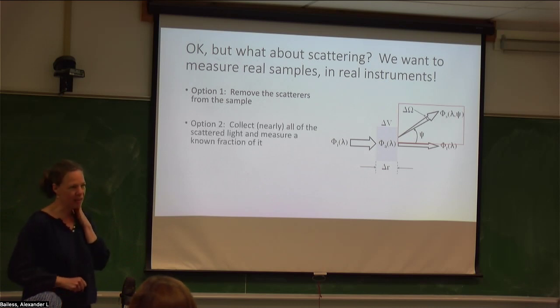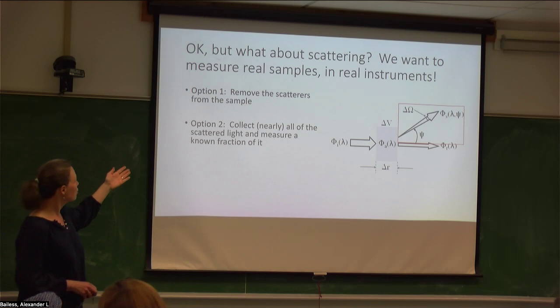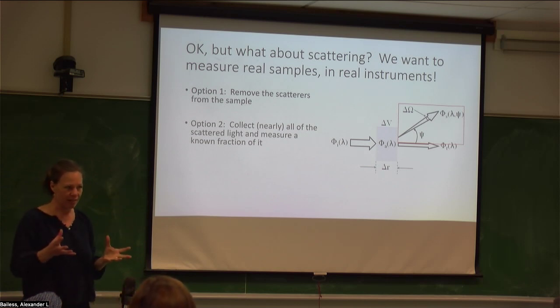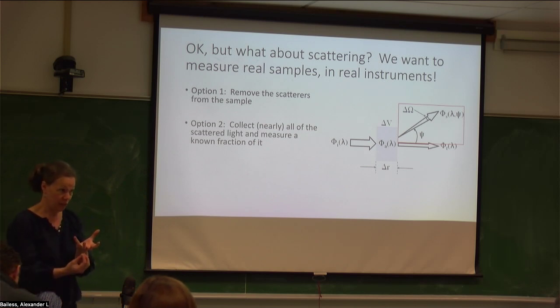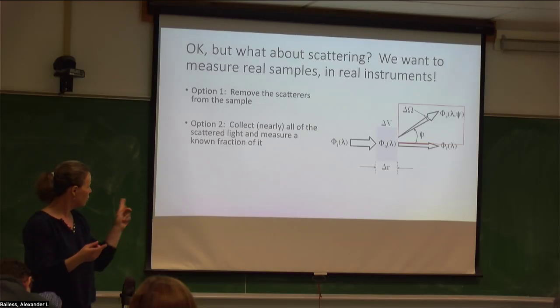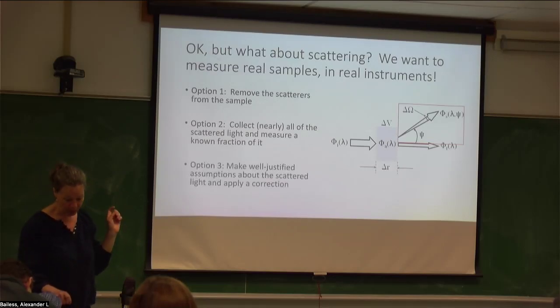Option 2, to make real measurements with real instruments, real samples with real instruments, is to collect nearly all of the scattered light, right? Use a device that allows us to actually collect it and measure a fraction of it, so that then we can, by difference, figure out what the absorption was. Okay, so that's option 2. And option 3 is to make some well-justified assumptions about the light that was scattered and apply a correction.